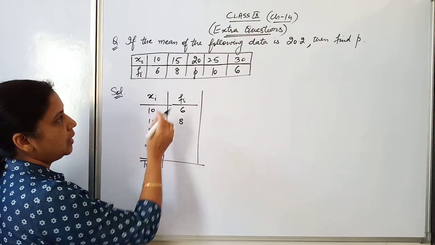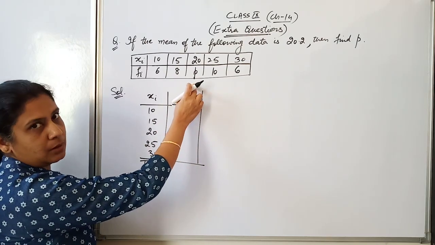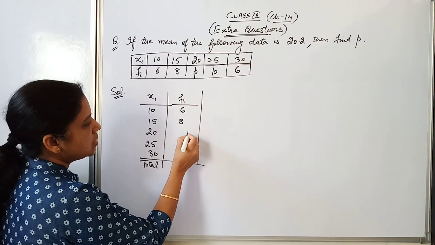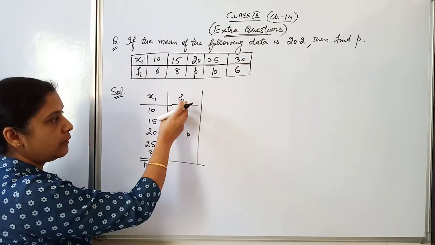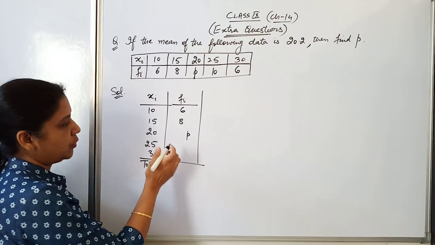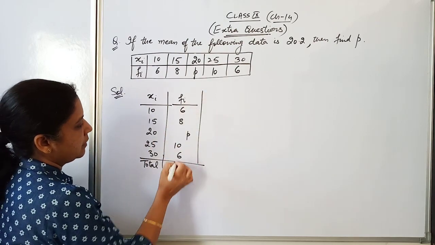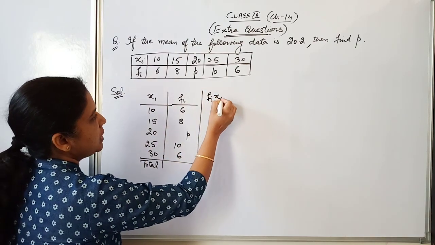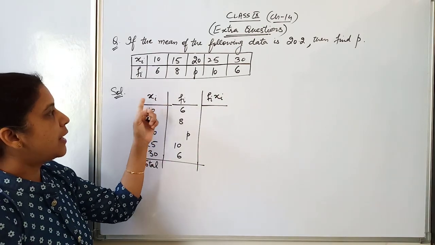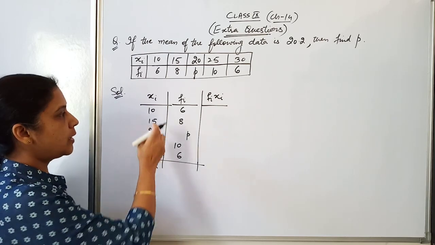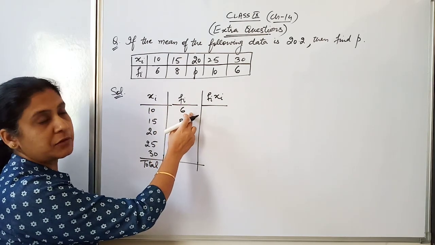Take care of one thing. Whenever you are writing down a variable or a missing frequency, just take it slightly on the right or slightly on the left, so that when we add this, we do not have any problem. Next column which we generally make for getting the value of mean is Fi into Xi. The corresponding observations will be multiplied with their frequency.